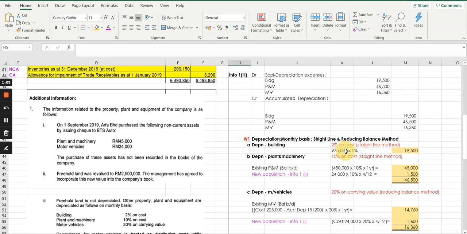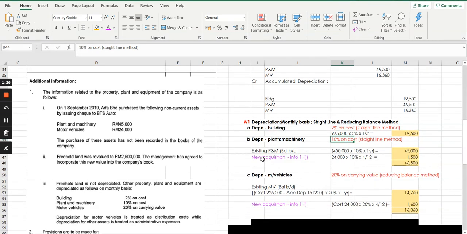975,000 times 2%, and that 2% should be understood as being for 1 year. Why 1 year? This is the previous building, so it will be charged for a full year, even though depreciation is on a monthly basis. For the previous plant and machinery, it was also charged for 1 year. But the new acquisition, based on information number 1, will be based on 4/12.